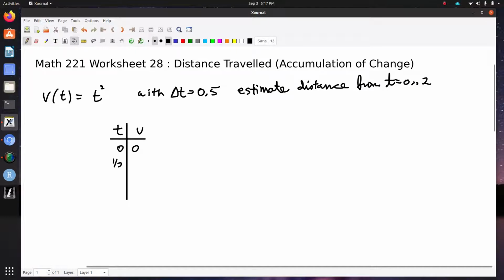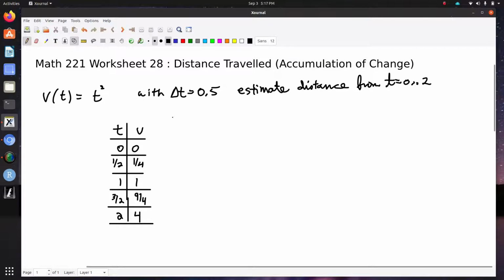And 1/2, when you square it, becomes 1/4. And 1 squared is 1. And 3/2 squared is 9/4. And then 2 squared is 4.